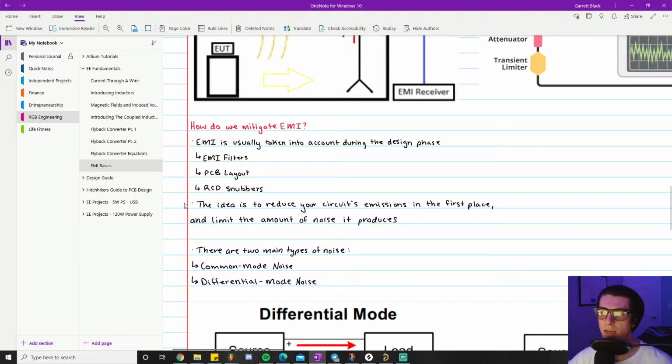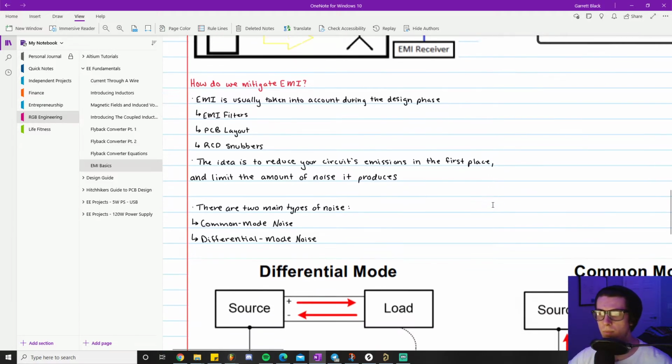So like I said, the key idea is to reduce your circuit's emissions in the first place and limit the amount of noise it produces. So we want to limit how loud it is to begin with, not put a bunch of band-aids on something after the fact and try to deal with the noise after it's already making a bunch of noise. We just want to keep the volume low to begin with.